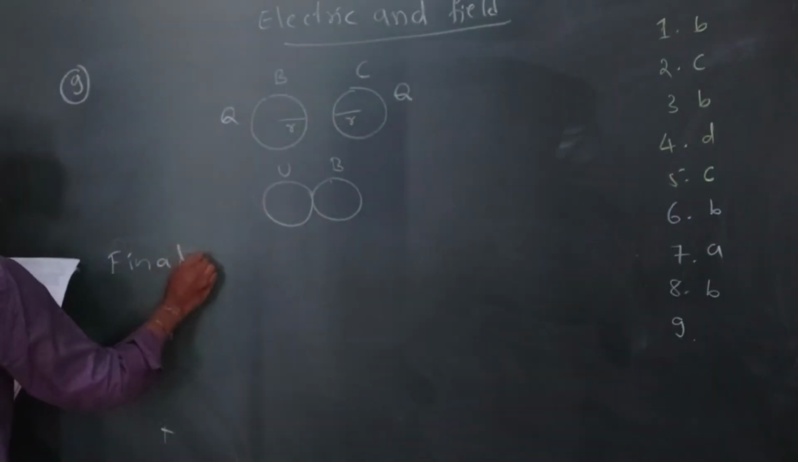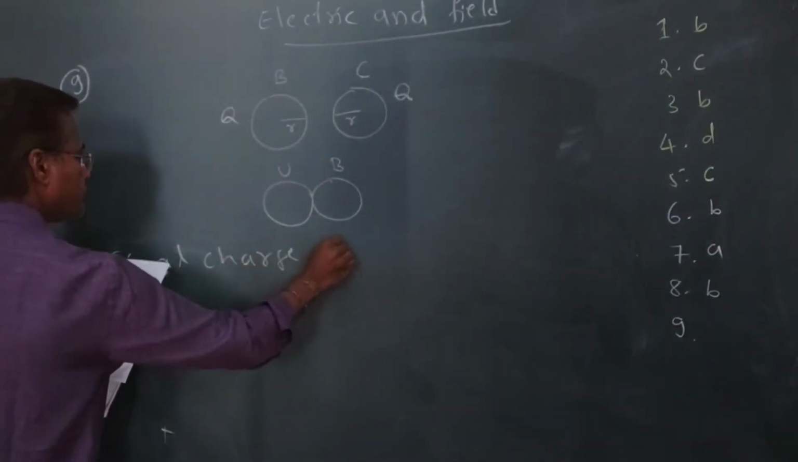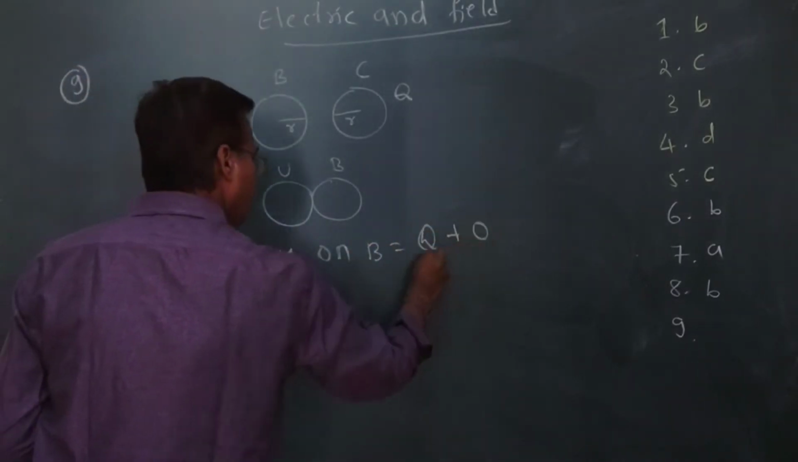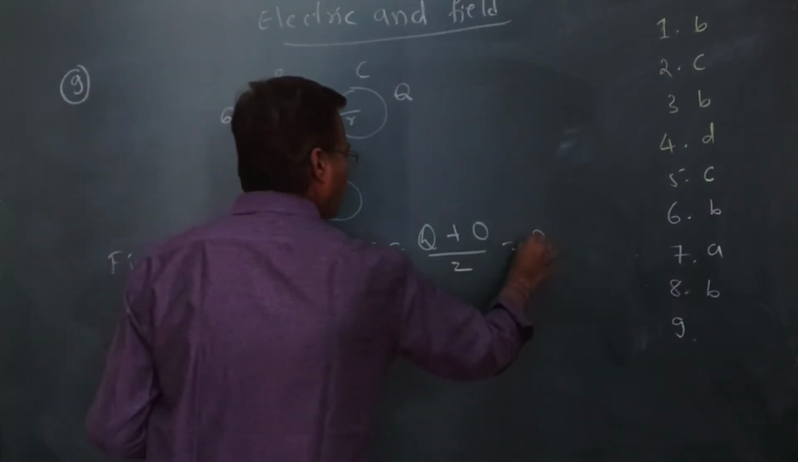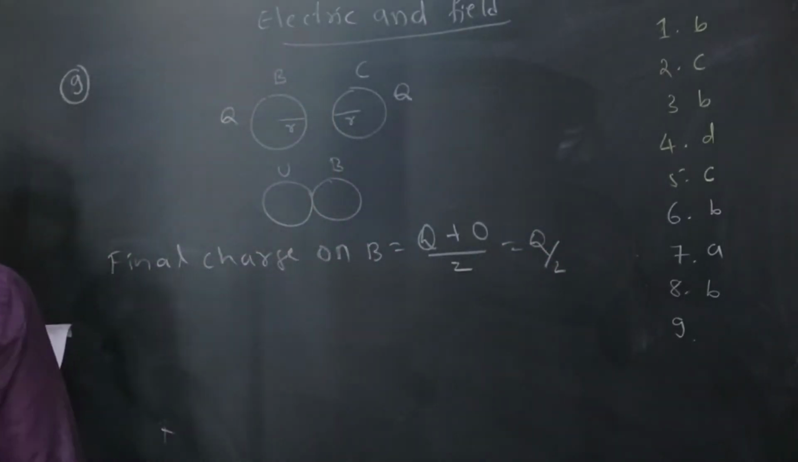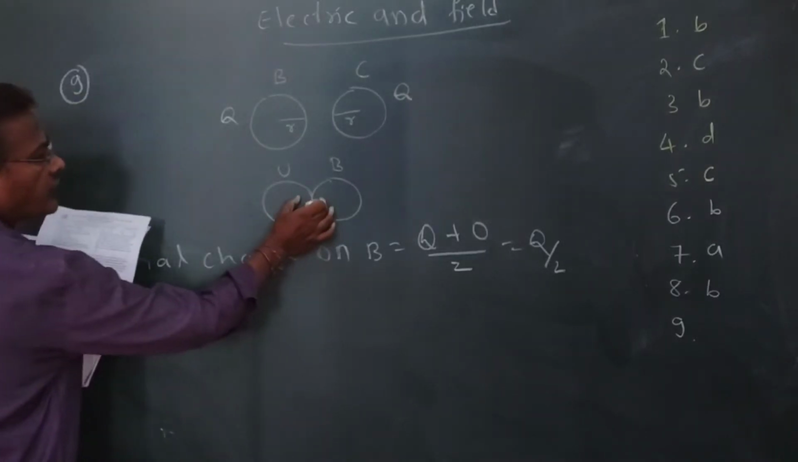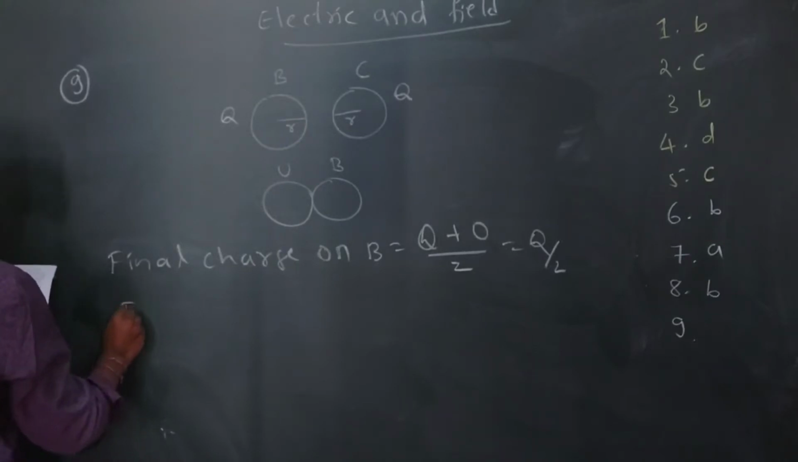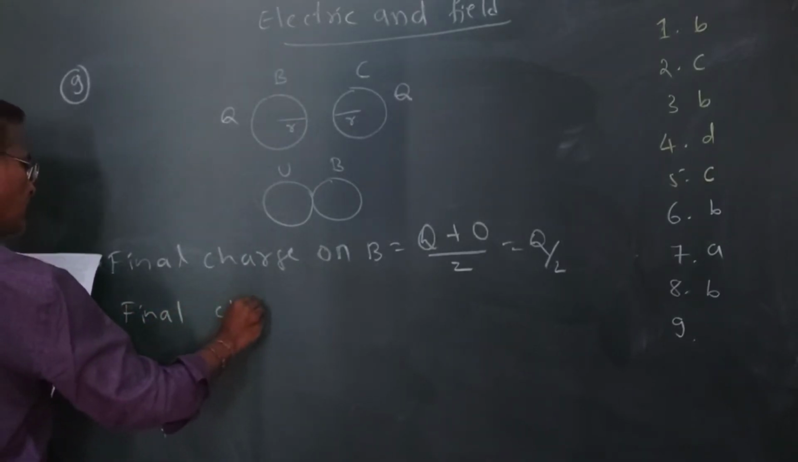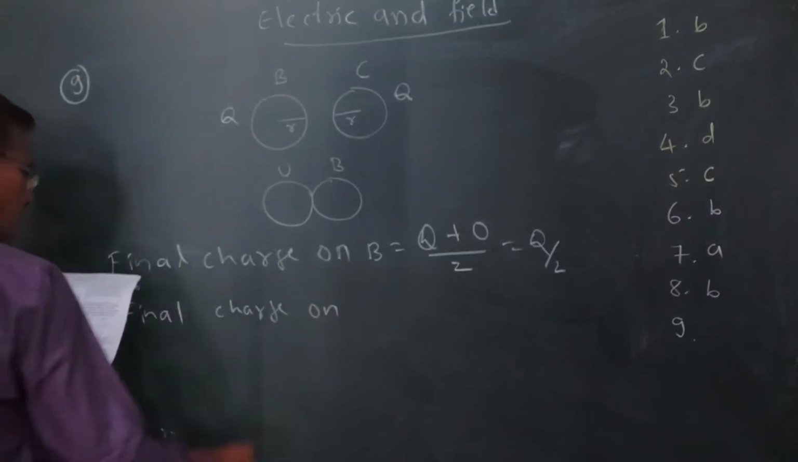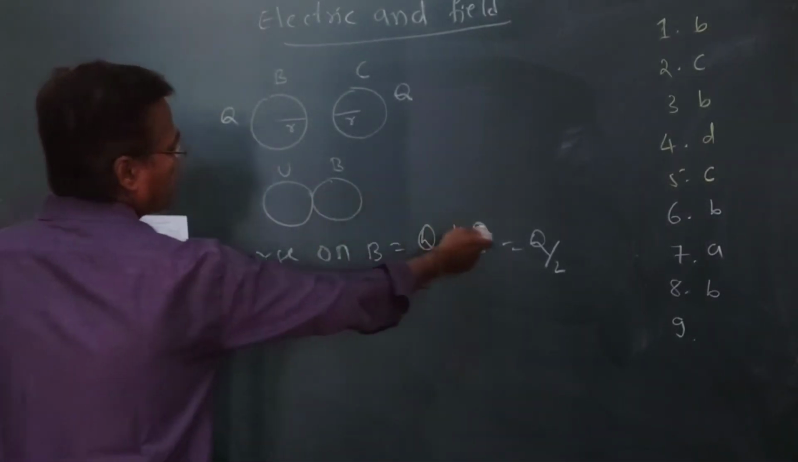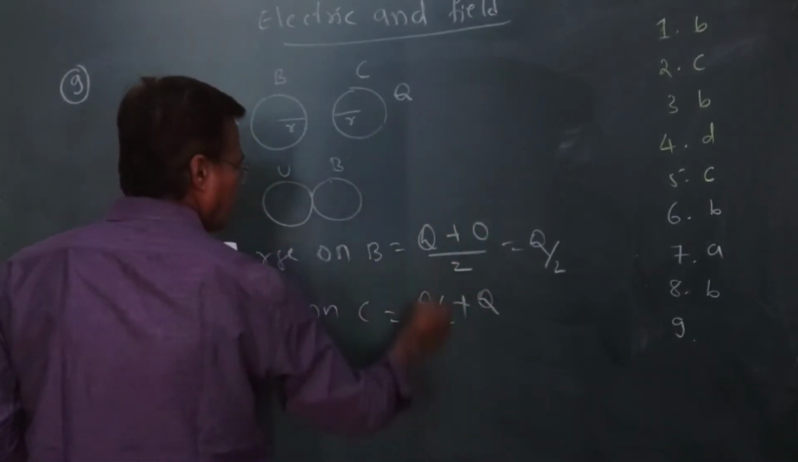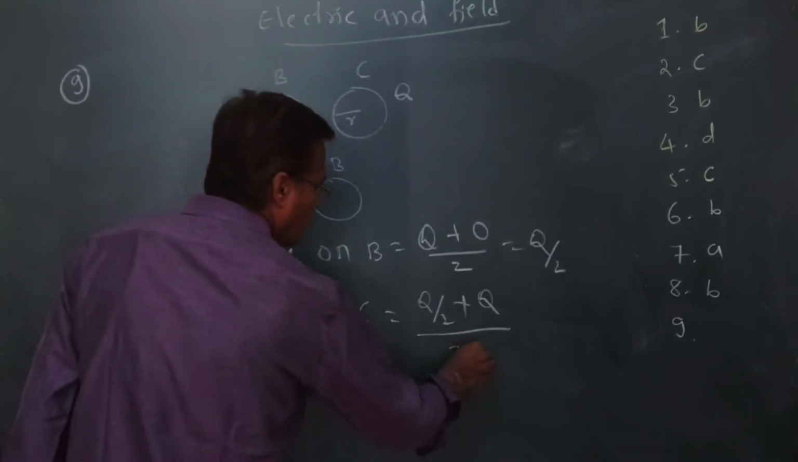So the final charge on B equals Q plus 0 divided by 2. So that gives Q by 2. Next, after this, again it will be brought in contact with C. Final charge on C equals, B is half, that is Q by 2, plus the charge C already has, Q, divided by 2. It's half of this sum.